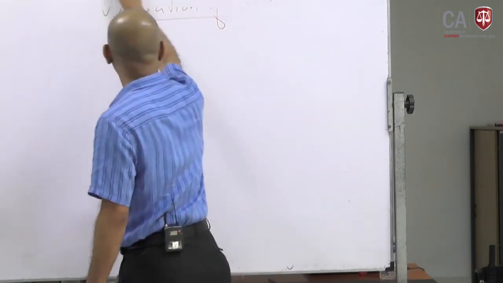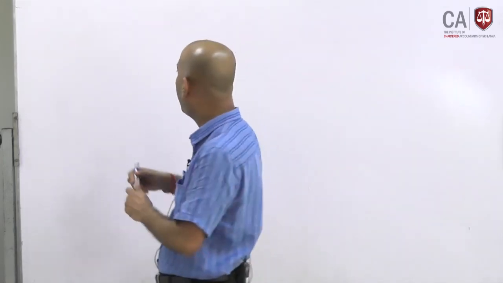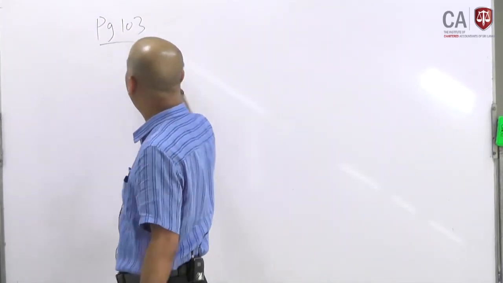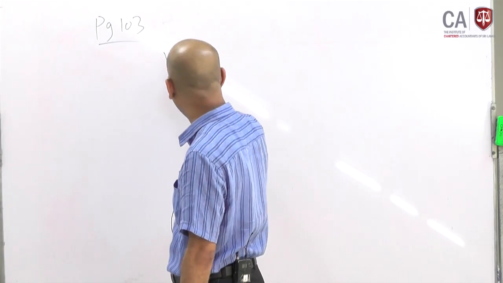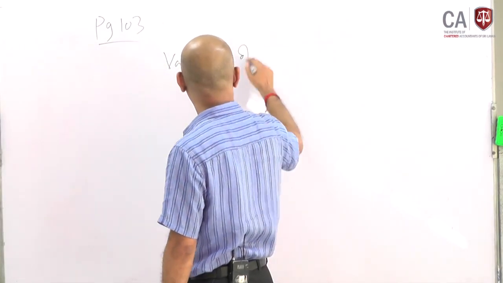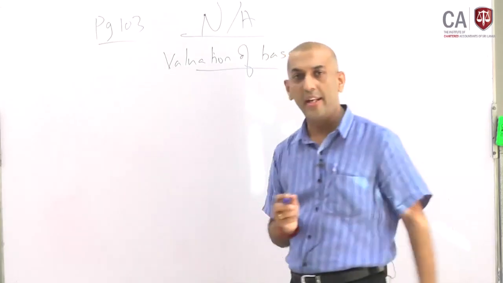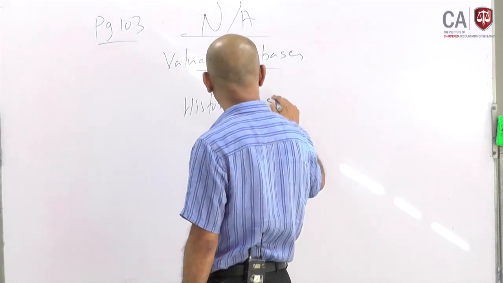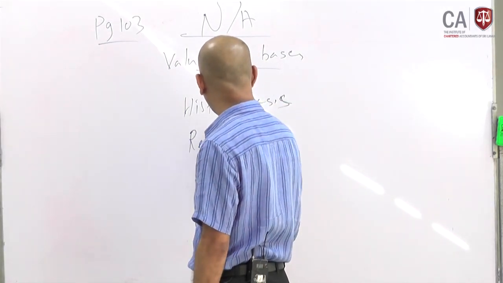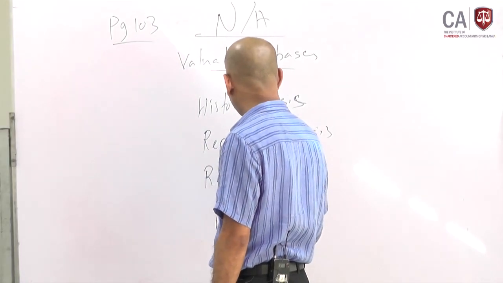Then again, on the net assets basis of valuation, you might see on page number 103, they talk about the choice of valuation basis. Under net assets basis of valuation, there are three choices. One, historic basis. Second, replacement basis. Third, realizable basis.